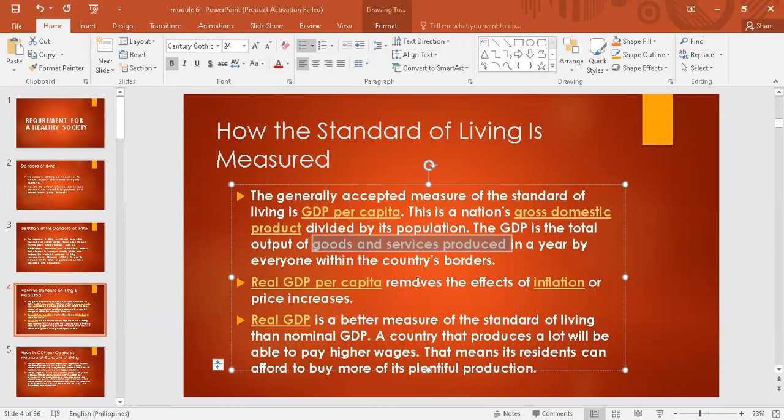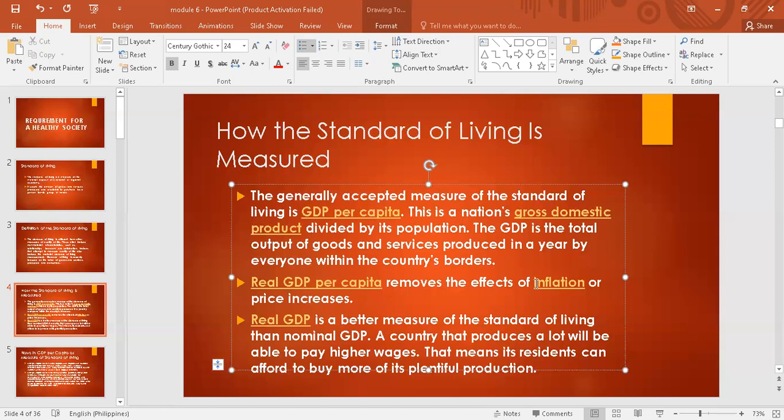Now, meron tayong tinatawag na real GDP per capita. Ito, kapag yung tinatawag nating, pag wala yung inflation, meron kasi tayong tinatawag na inflation. Ang inflation ay ang pagtaas ng presyo ng mga bilihin. So, regardless or yung tinatawag nating ceteris paribus or with all things held constant, our real GDP, it is better. Yung GDP natin, yun yung better measurement of standard of living without considering yung inflation.